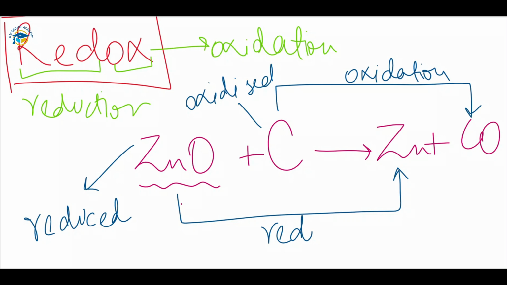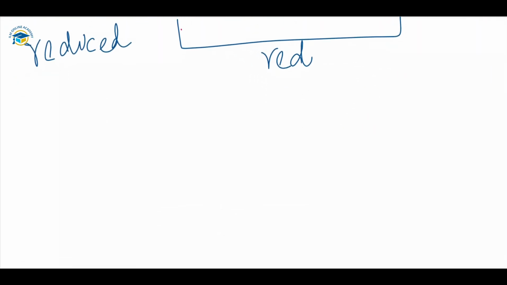Even in combustion reactions, the oxygen can be thought of as being reduced as it is no longer present as a free element. Reduction is also very important as it provides a way of extracting metals from metal oxides. We have another example of this.